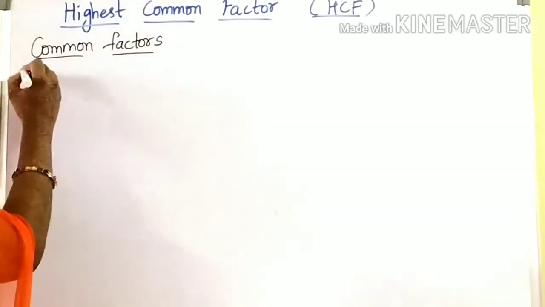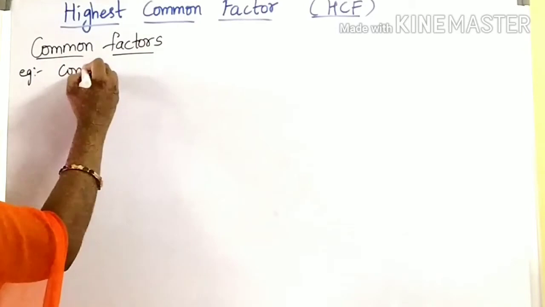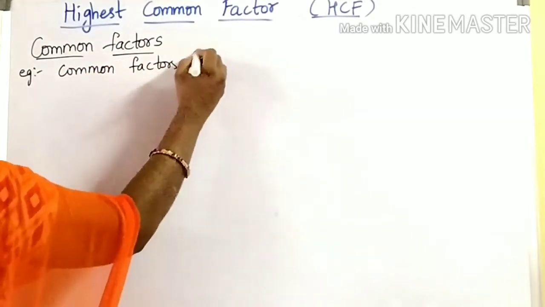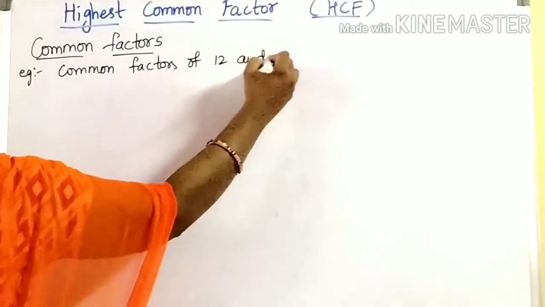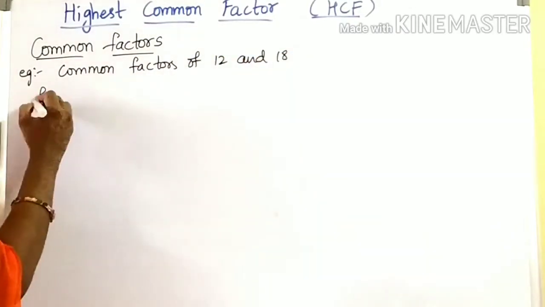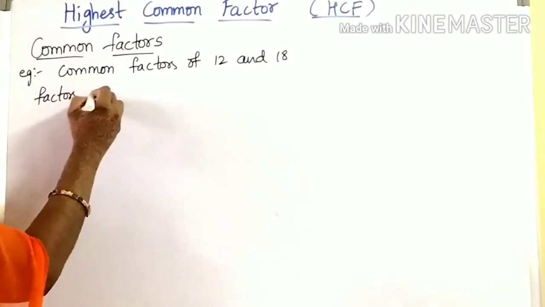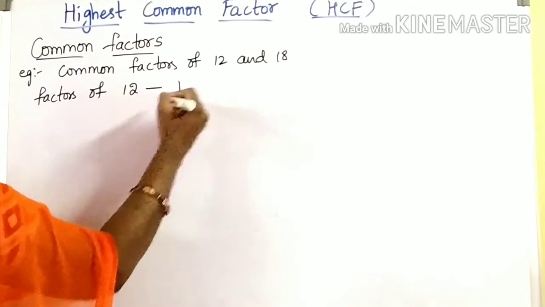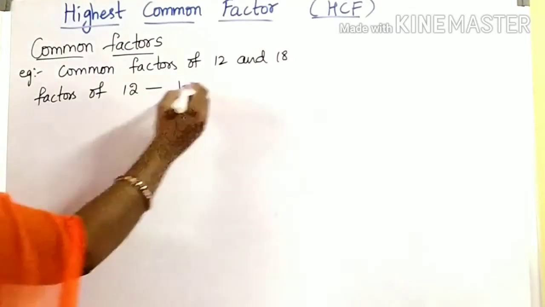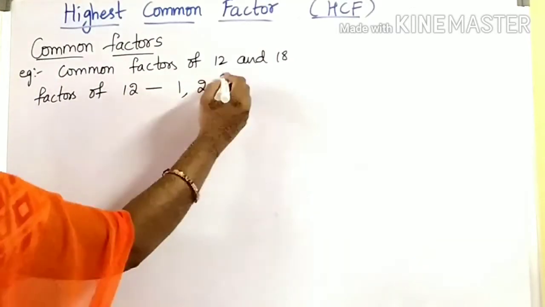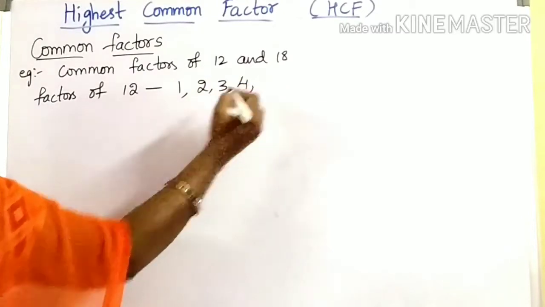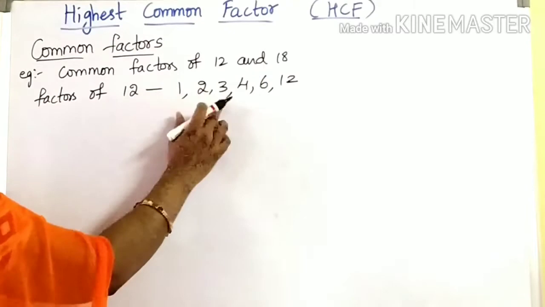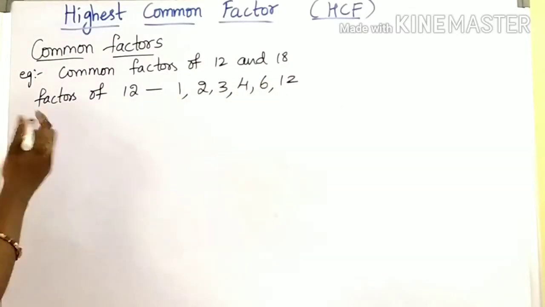Now, what are the common factors of 12 and 18? Okay. Before that I will find what are the factors of 12. 12 will go in which tables? You know, 1 is the factor of every number. 1 12s are 12, 2 6s are, 3 4s are, 4 3s are, 6 2s are and 12 1s are. So 1, 2, 3, 4, 6, 12 are the factors of 12.